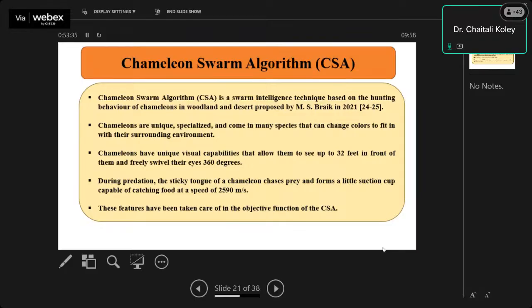So what happens during predation? The sticky tongue of the chameleon chases the prey, launching from its mouth at a speed of 2590 meters per second. This feature is also considered as an objective function of the chameleon swarm algorithm.